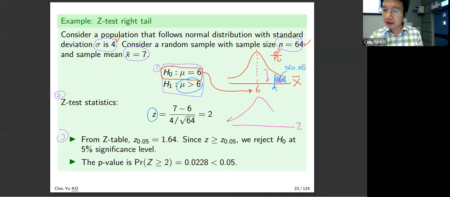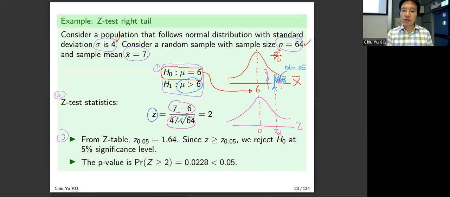And this will be 0 here, right? And this number is Z alpha, okay? And you convert 7. 7 is what? 7 minus 6, the mean, right? 7 is somewhere here. This is the difference from the mean, over the SD, right? Remember what Z is? Z is how many SD a number is different from the mean.